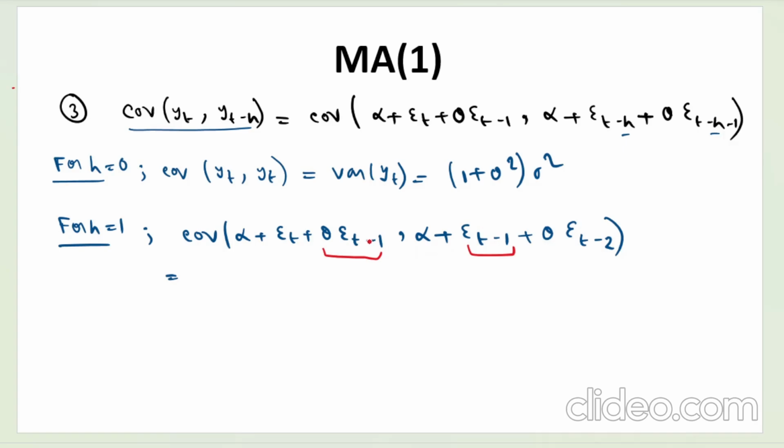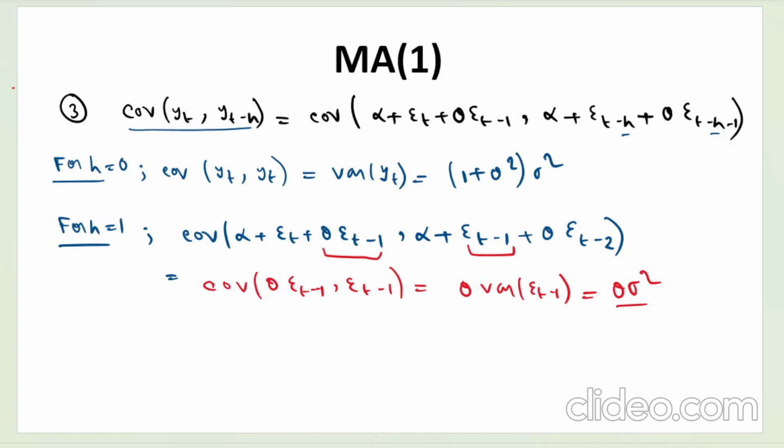Epsilon t minus 1, epsilon t minus 1. Again, epsilon t minus 2 is nowhere else, so that will also be 0. So the covariance of theta epsilon t minus 1 and epsilon t minus 1, that is what will remain. Now this theta will come out, and the covariance of epsilon t minus 1 and epsilon t minus 1 is the variance of epsilon t minus 1. Again, this suffix doesn't matter. For any epsilon the variance is sigma square, so theta sigma square, right? This is what you will have.